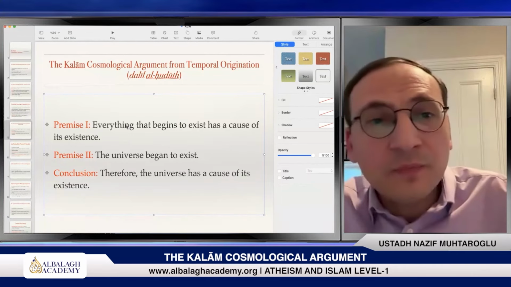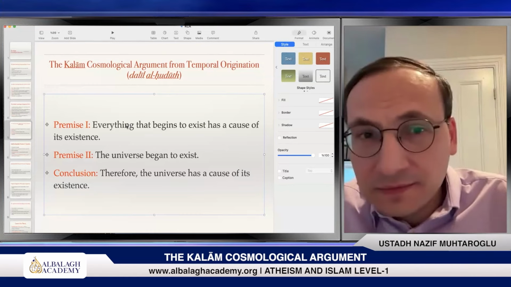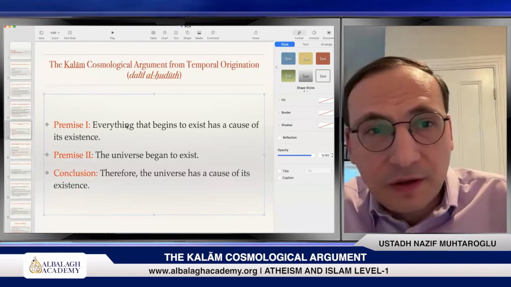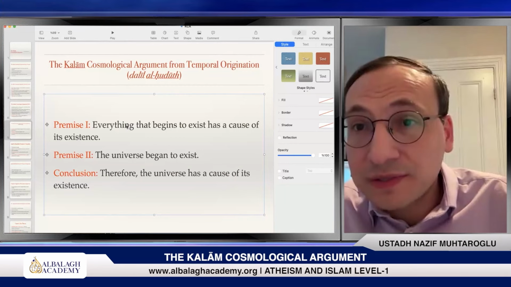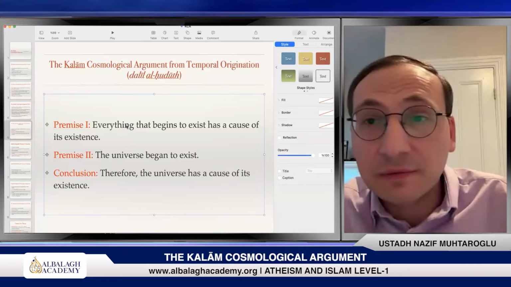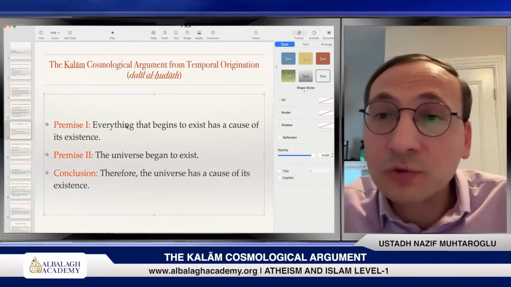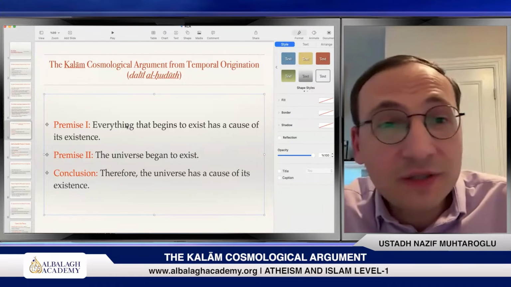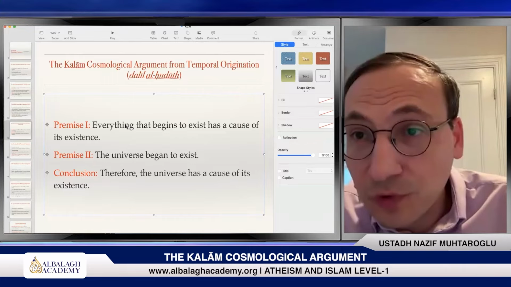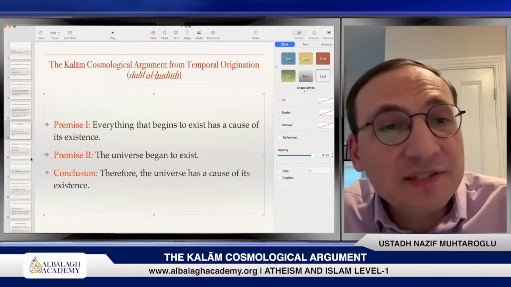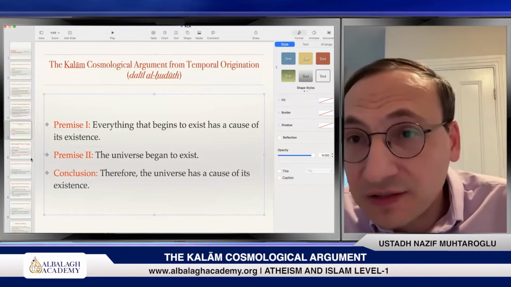Now, this argument is valid if you accept the first two premises. You have to accept that the conclusion follows necessarily from them. But the question now is whether these premises are true or not. And Craig gives several arguments to justify these premises.